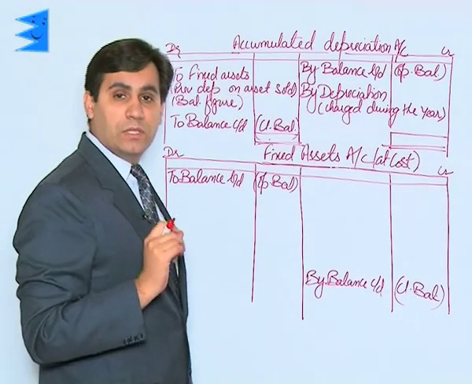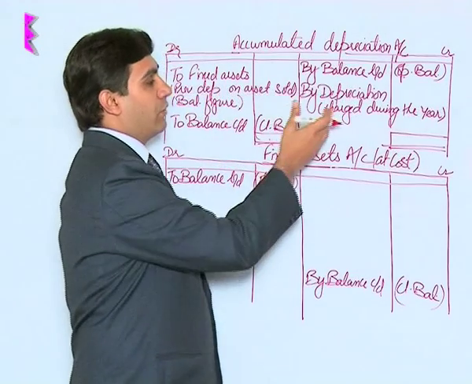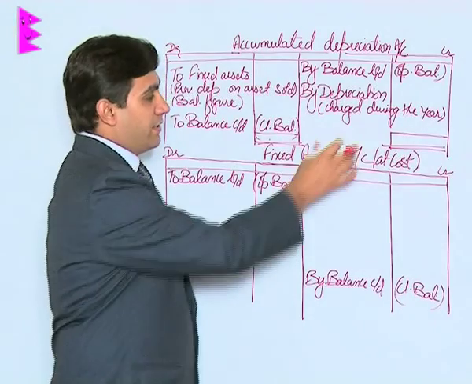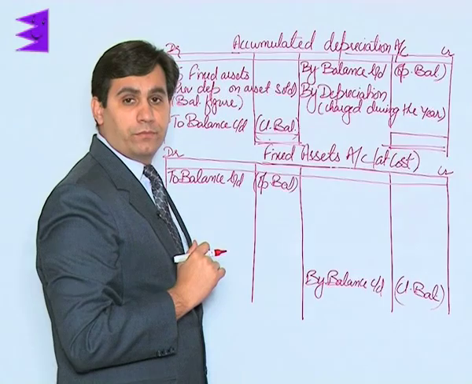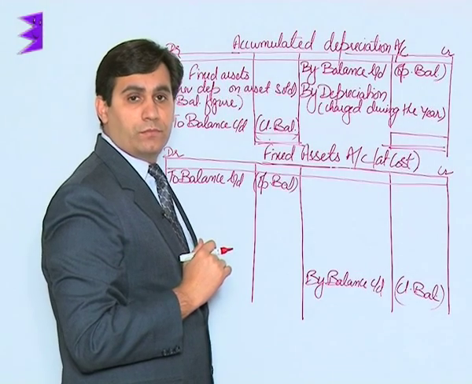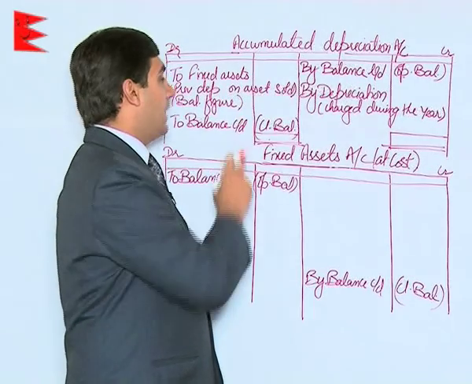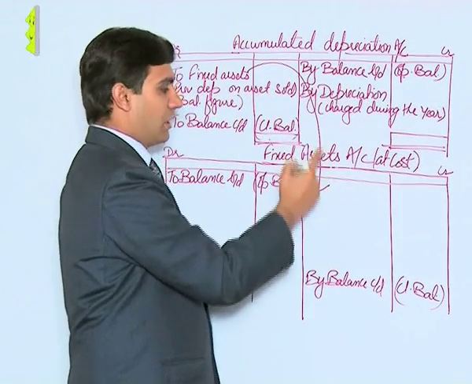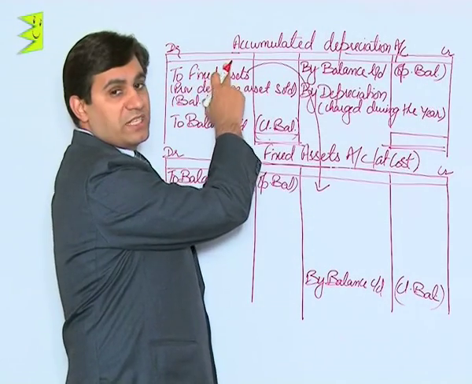It is quite possible that in a question the previous depreciation is given to you and you are required to calculate depreciation charged during the year. In that case, this amount would become your balancing figure. Now students, the amount of depreciation that we have calculated as the previous depreciation would be transferred from accumulated depreciation account to fixed assets account. It was mentioned on the debit side here.